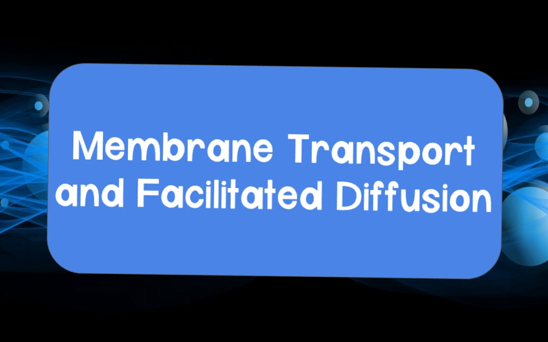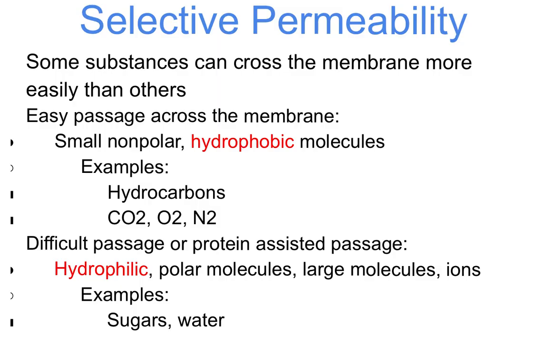Membrane transport and facilitated diffusion of the phospholipid bilayer cell membrane. The cell membrane is what we call selectively permeable, which means it's really selective about what it'll let through, but it's permeable to some things. Some substances that can cross it more easily than others are really, really tiny. These are small, non-polar, hydrophobic molecules, things like O2 gas, nitrogen, N2 gas, carbon dioxide, and lots of hydrocarbons too. If they're small enough, they can just cross the membrane willy-nilly.